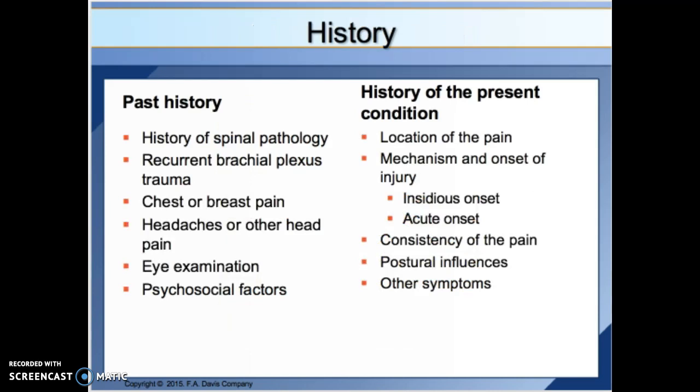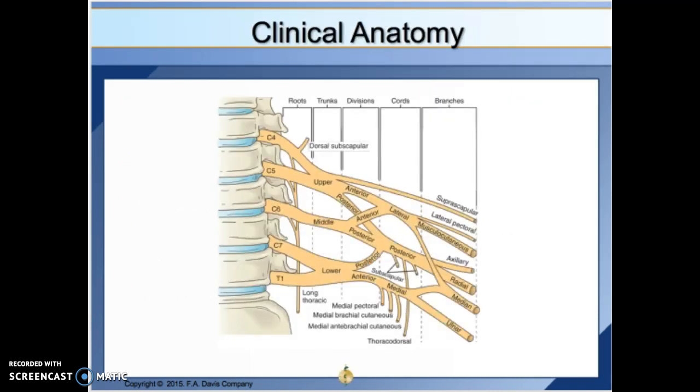Looking at the last part of the anatomy is the neuroanatomy, and you guys have already learned your brachial plexus. I don't tend to test on that because you've already been evaluated on it.